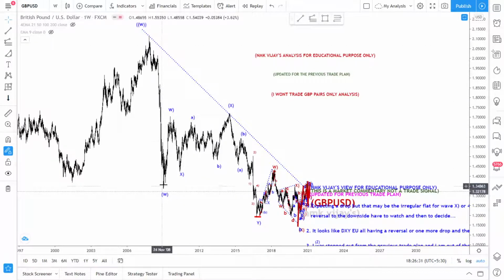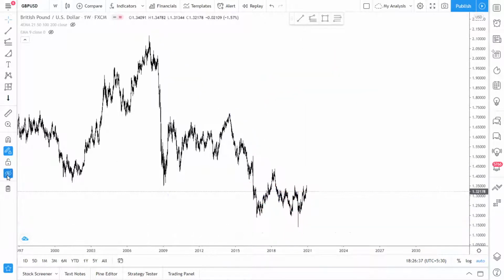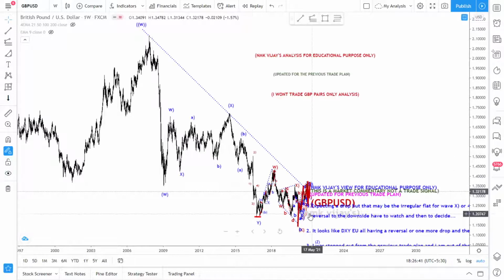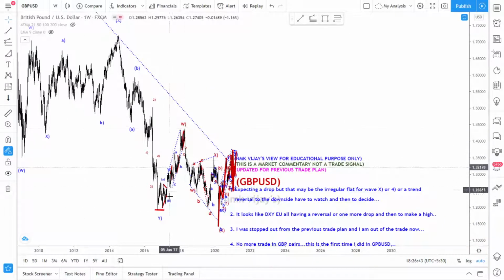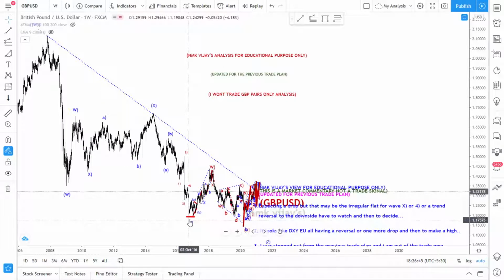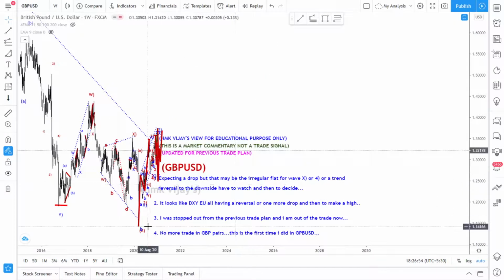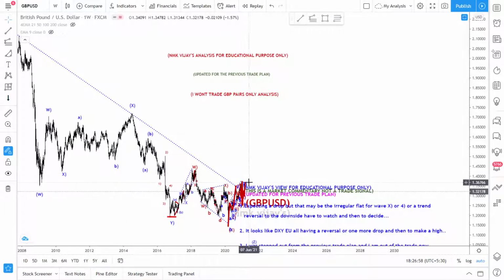This is a W, X, A, B, C. Y is already completed, and again one more low was also made here. So what I took here is the intermediate: the Y is completed here and we are in the X wave, and this is a running flat, and one more ABC is possible to break the other low it made.